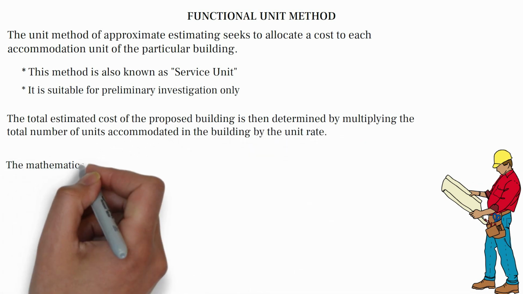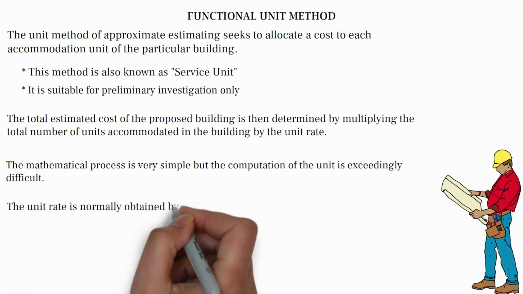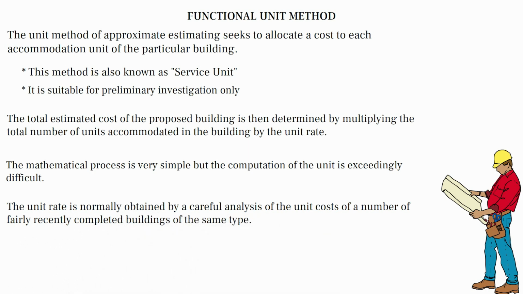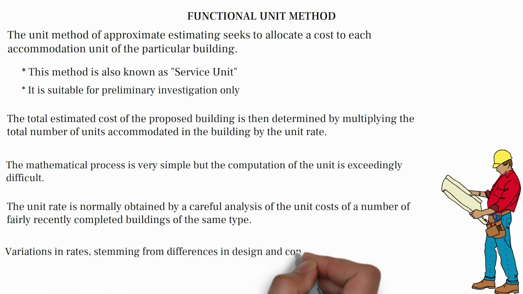The mathematical process is very simple, but the computation of the unit rate is exceedingly difficult. The unit rate is normally obtained by a careful analysis of the unit costs of a number of fairly recently completed buildings of the same type, after making allowance for differences of cost that might have arisen since the buildings were constructed, and any variations in site conditions, design, form of construction, materials, etc. Variations in rate stemming from differences in design and constructional methods are difficult to assess, and frequently there is insufficient information available to make a realistic assessment.